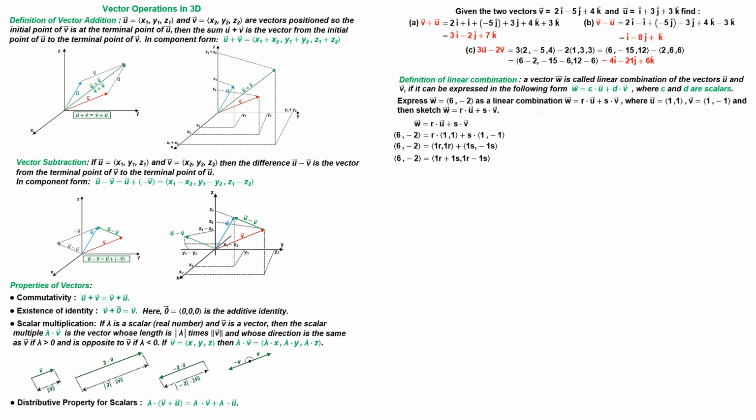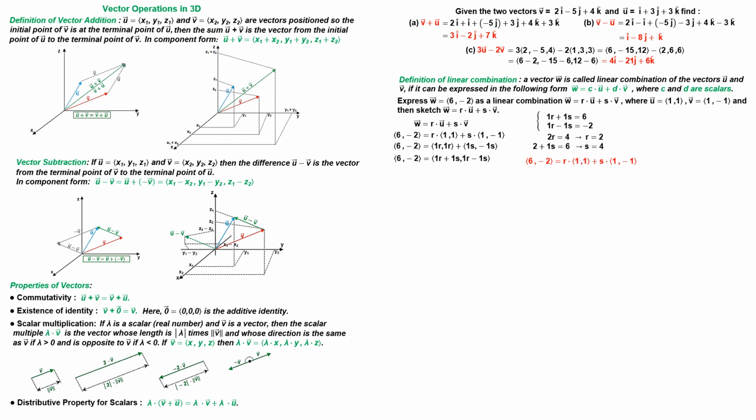Equating the components of the vectors on each side of the equation, we arrive at a system of two linear equations. This means that w is a linear combination of u and v if this linear system is consistent. Adding the equations, we obtain r equals 2, and setting r equals 2 in the first equation yields s equals 4. Since this system has exactly one solution, it is a consistent system, and w can be expressed as a linear combination of vector u and vector v.